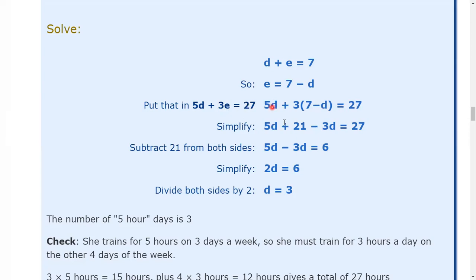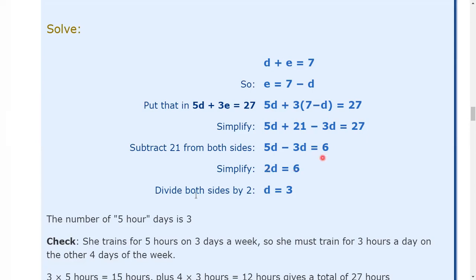Simplification: 5D as it is, and 3 times 7 is 21. This 3 will go to this one, so this will be negative 3D, and on the right hand side, 27 as it is. So subtract 21 from both sides, to get rid of the whole number. This will come on the other side, and this will make 6 over here. So 5D minus 3D is equal to 6. These are both D's, and we can just subtract them. So we will get 2D is equal to 6.